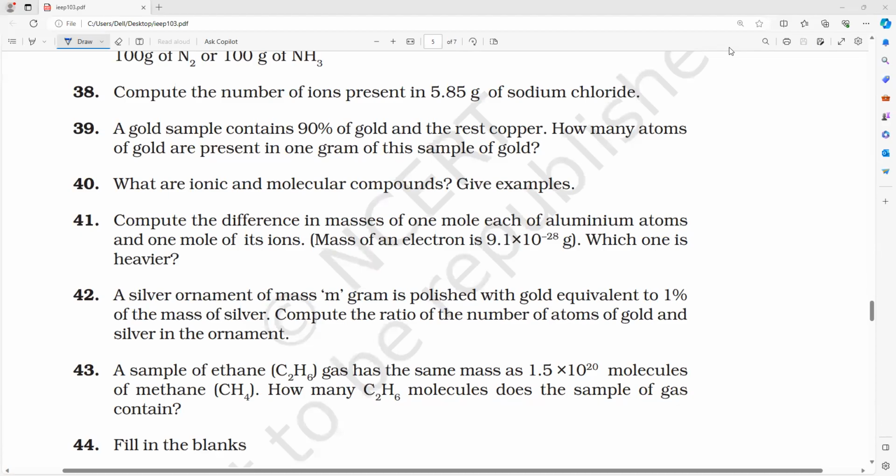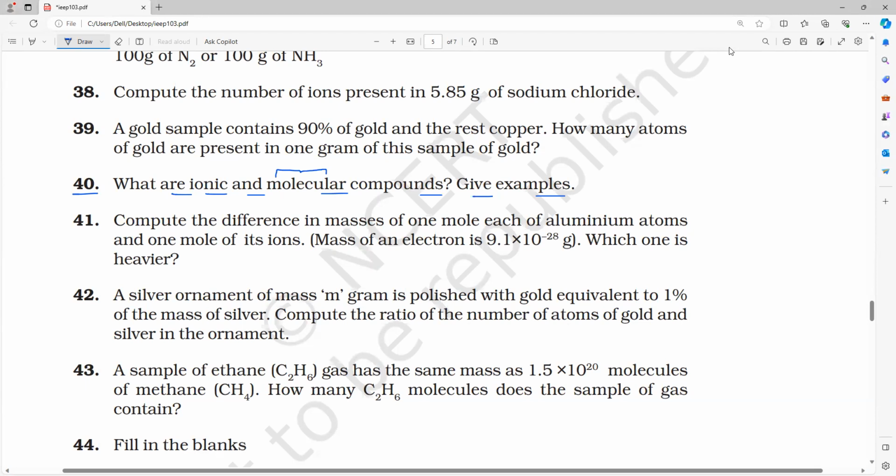Next question. So this is there for us. 40th question: what are ionic and molecular compounds? Give examples. Molecular compounds we can also call by another name.